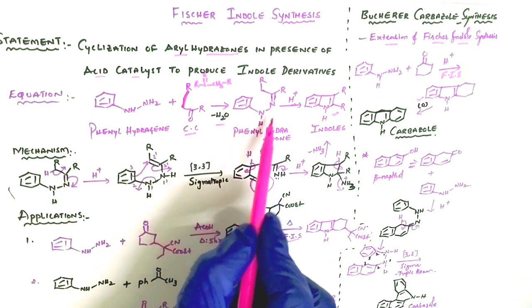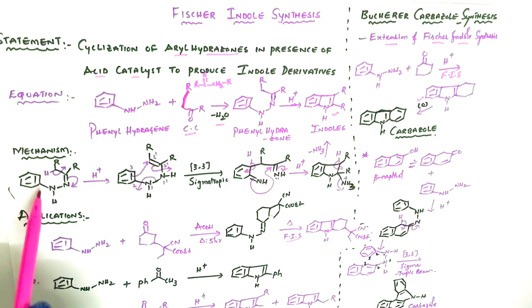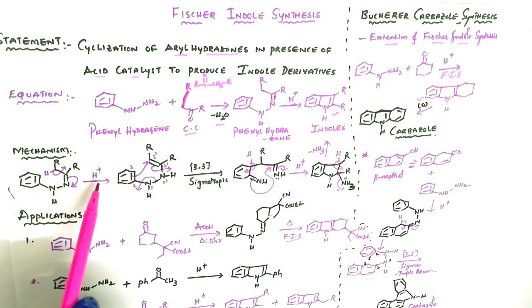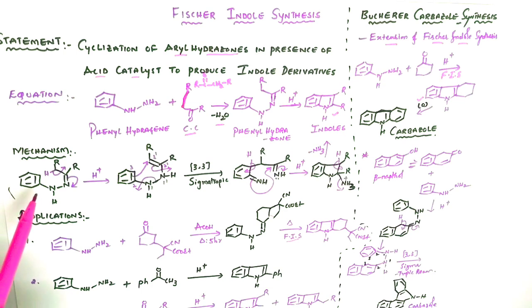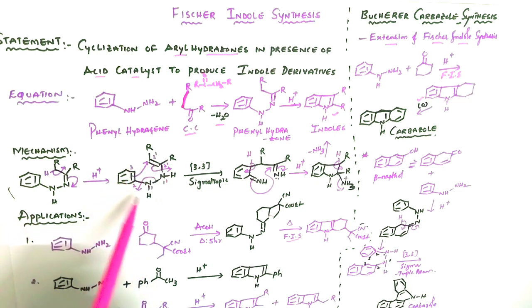Initially we have taken this particular phenyl hydrazone. In presence of the acid catalyst, what is happening? The transfer of hydrogen takes place from the carbon to nitrogen. See this, in this way. Transfer of hydrogen from this carbon to nitrogen. Thereby we are getting this kind of moiety.